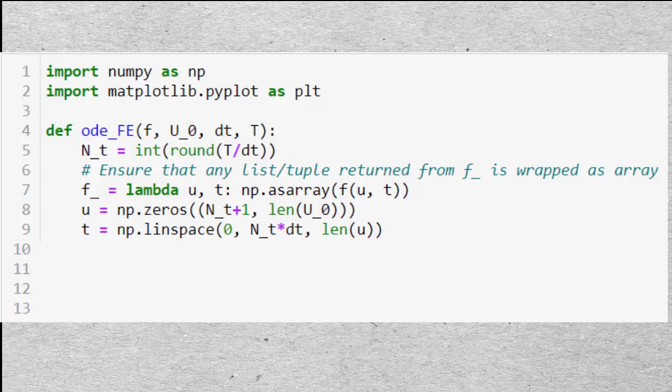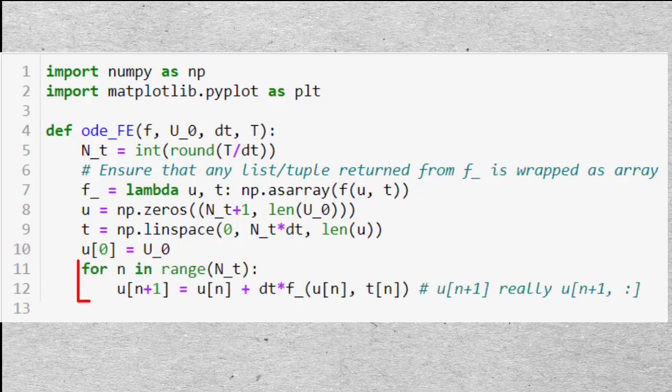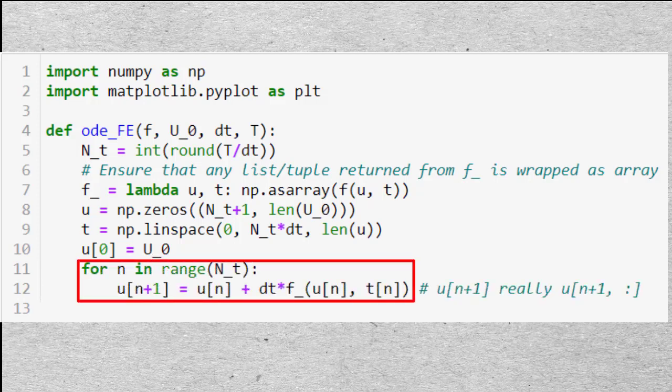Line 9 sets up t to be our array of time points. Line 10 sets the 3 starting points for the model's computation. Lines 11 and 12 are our for loop that will repeatedly compute the values of S, I, and R at upcoming time points, n plus 1, given their values at time point n.